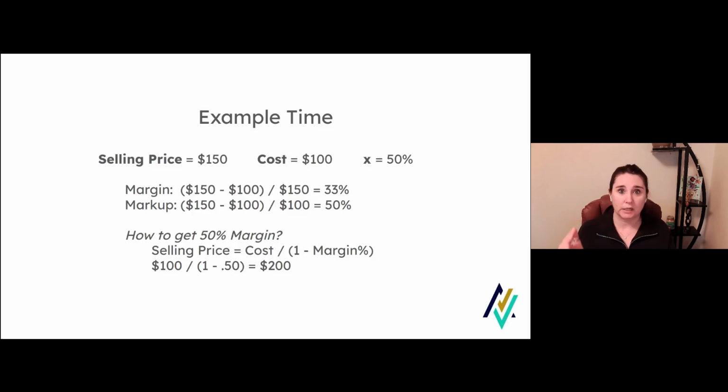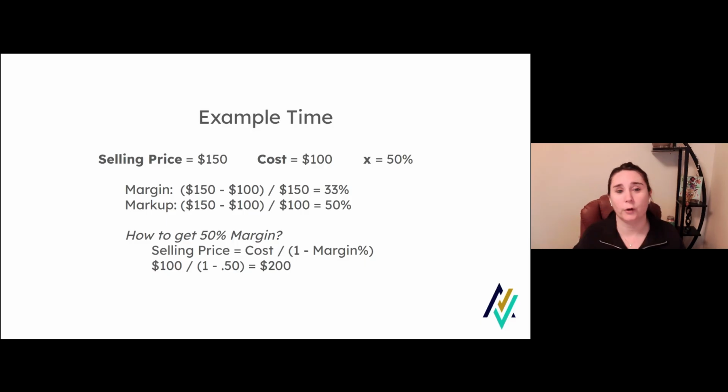So on the margin, it's going to be your selling price. So a higher bottom denominator is going to equal a lower percentage. So we have a 33% margin. On your markup, our denominator is smaller, so we'll have a higher percentage. So 150 minus your cost of 100 divided by, again, your cost is going to be 50%.